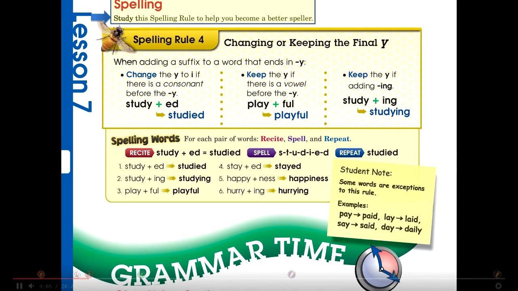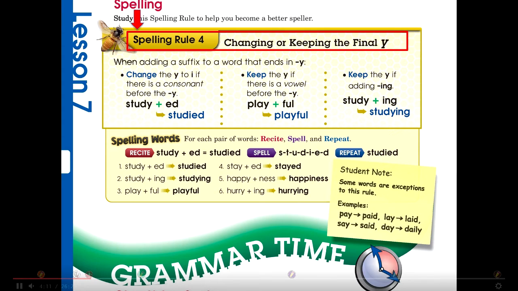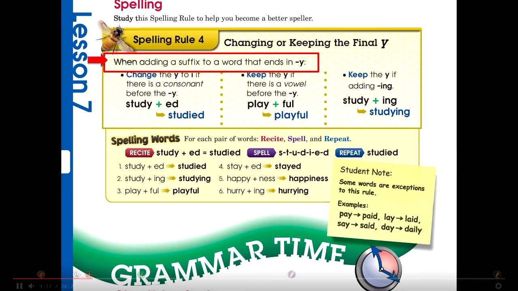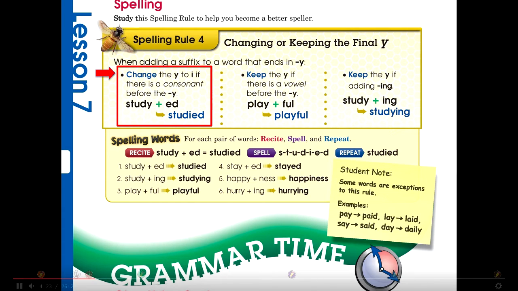Today, for spelling, I'd like to study the spelling rule to help you become a better speller. Let's review spelling rule 4. Changing or keeping the final Y. When adding a suffix to a word that ends in Y, change the Y to I if there is a consonant before the Y, as in the word studied.